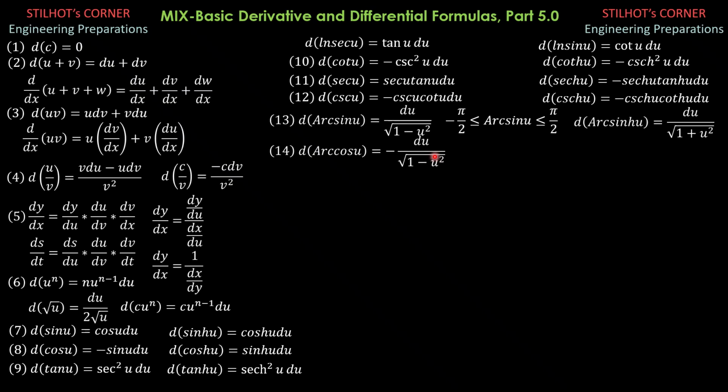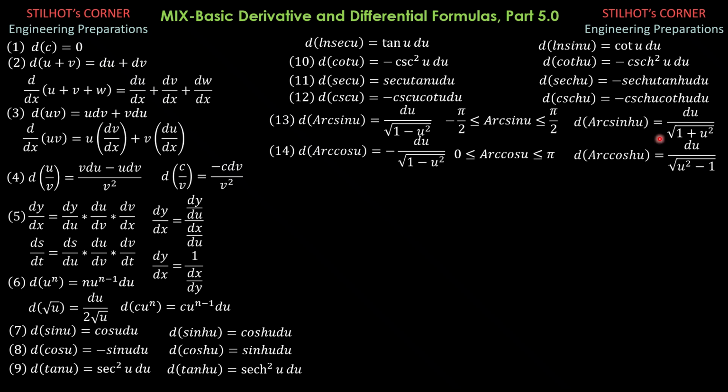However, this time the condition is 0 less than or equal to arc cosine of u less than or equal to pi. So that's the condition. Then the differential of arc cosine hyperbolic of u is du over square root of u square minus 1. So it's positive, and this is just u square minus 1.